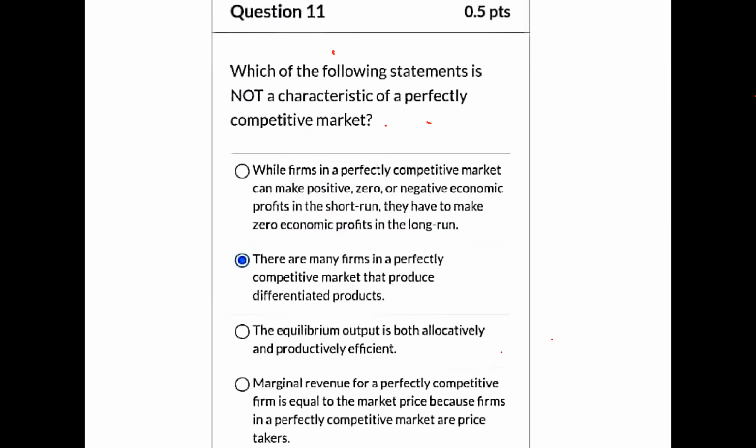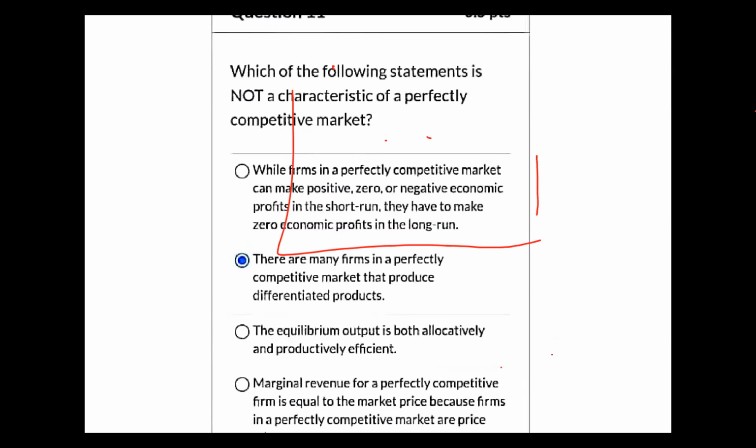The equilibrium output is both allocatively and productively efficient. Yes, under perfect competition, it is allocatively and productively efficient. The marginal revenue for a perfectly competitive firm is equal to the price. That is true, isn't it? For perfect competition, we said that marginal revenue is equal to what? Price, right? That's what we said.